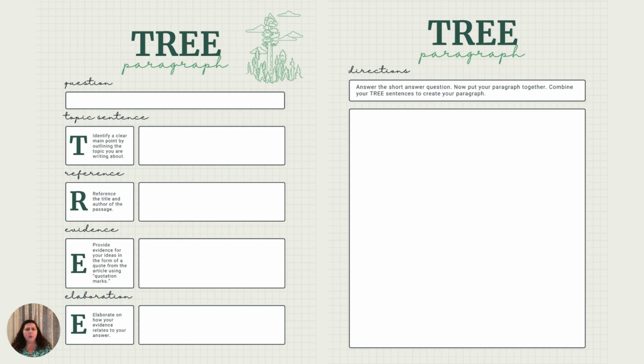If it helps you, we created this worksheet to help you have a place to organize your notes, where on the top you can write down the question, and subsequently you can see the breakdown of the TREE acronym with space for you to write your answer on the left. And here on the right, you would put all those pieces together to form your short answer question response.